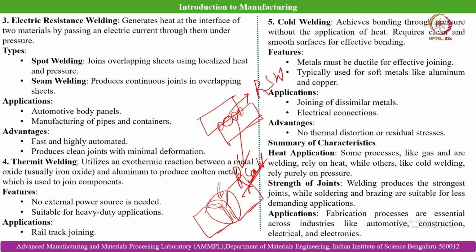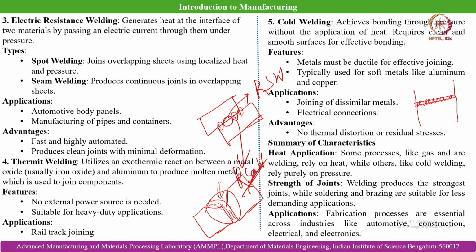In this case, the primary mechanism of achieving the joint between two adjacent metal plates is diffusion. Here the bonding is achieved through pressure without the application of heat. It requires clean and smooth surfaces for effective bonding. Why is it so? Because if we have to join two pieces and we do not have clean surfaces, then atomistic bonding is not possible.